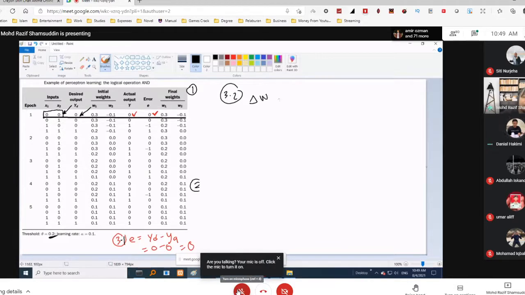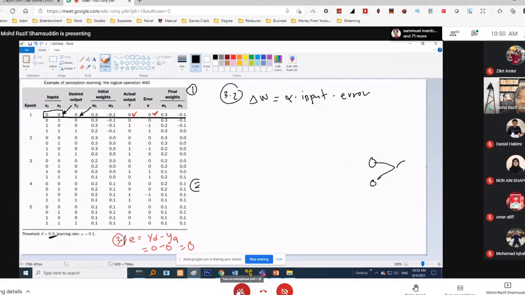Delta weight. Delta weight is calculated as alpha times input times error. Remember, bila kita tengok gambar yang ni, yang saya lukis ni, I would have two weights, weight 1 and weight 2. So bila kita ada dua weight, dia ada dua delta weight: delta weight 1, delta weight 2.